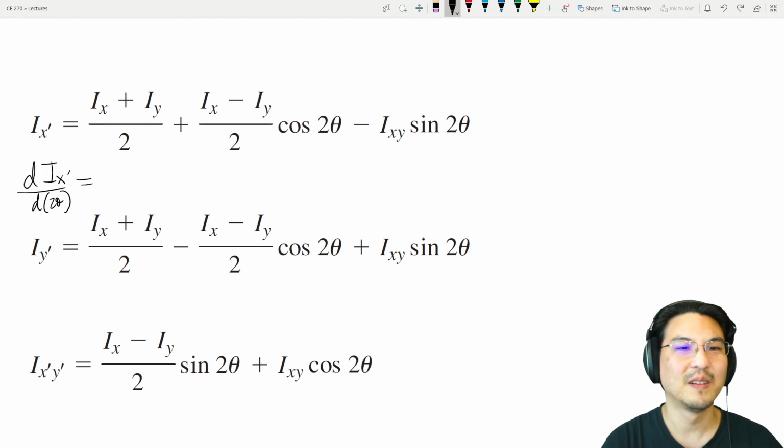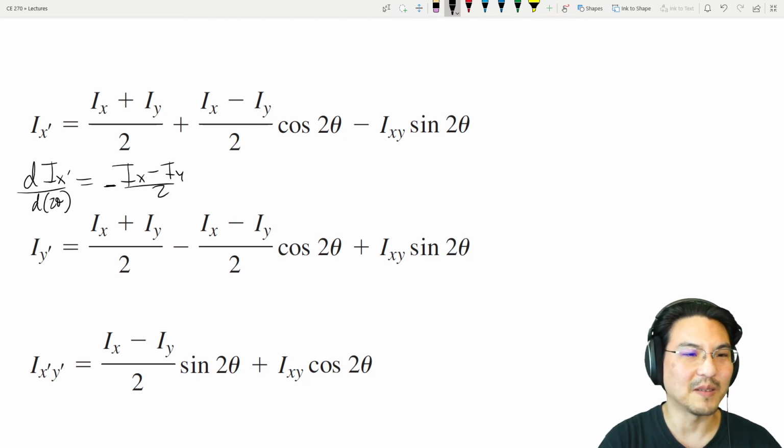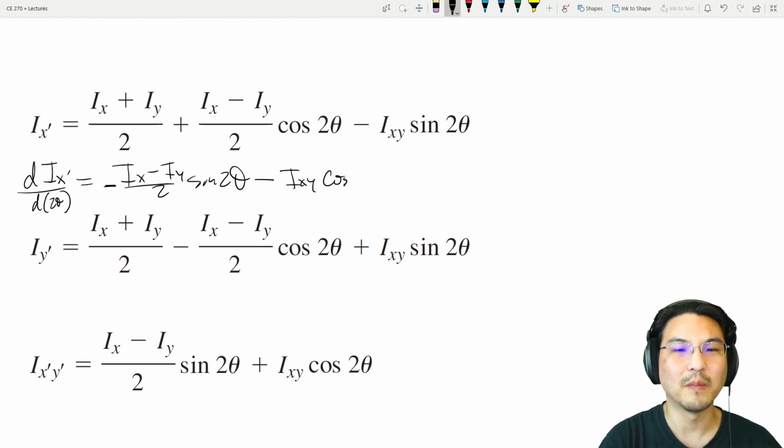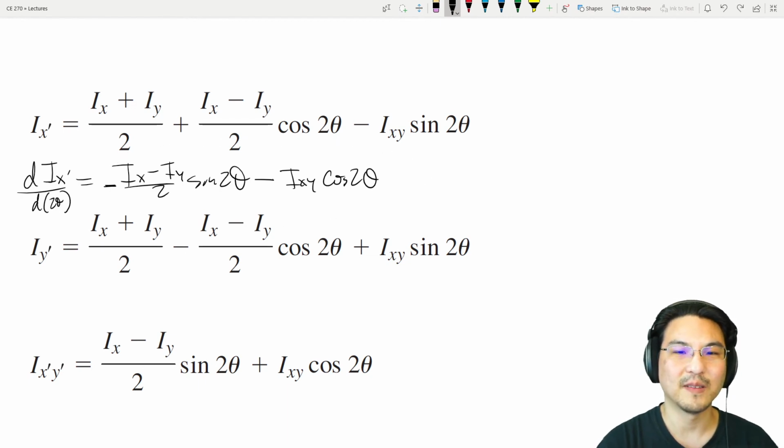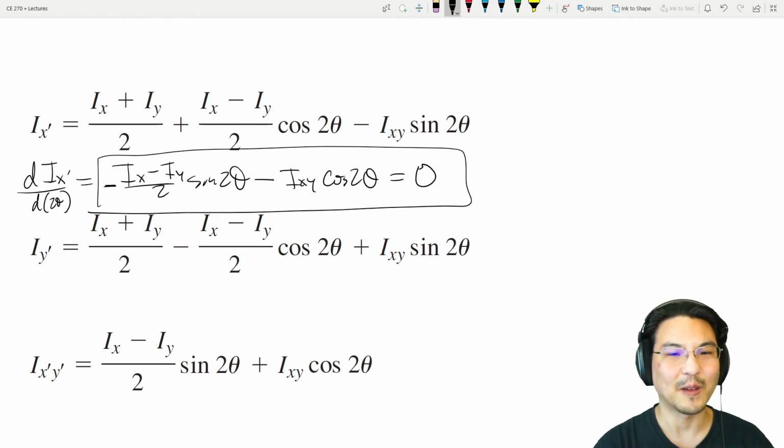Okay, so let's take a derivative. 0. And then derivative of cosine, minus sine, derivative of sine, cosine. Okay, so that's the derivative. Set it equal to 0, and solve for theta. Okay, so set this equal to 0, solve that for theta.